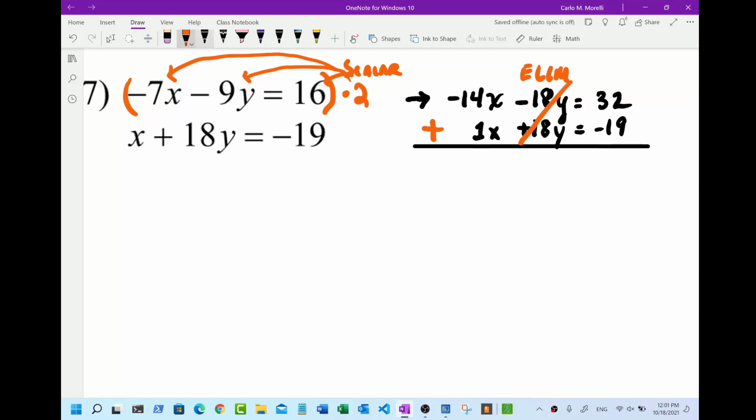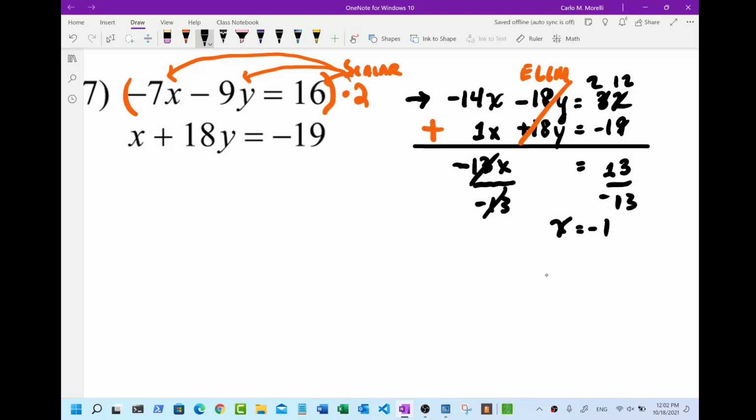So now let's perform the rest of the math. So negative 14x plus 1x is negative 13x. And then this is a subtraction problem. You can't take 9 from 2. So, sorry, you have to borrow. And then 12 minus 9 is 3. 2 minus 1 is 1. So negative 13x equals 13. We divide by negative 13 on both sides. x equals negative 1.